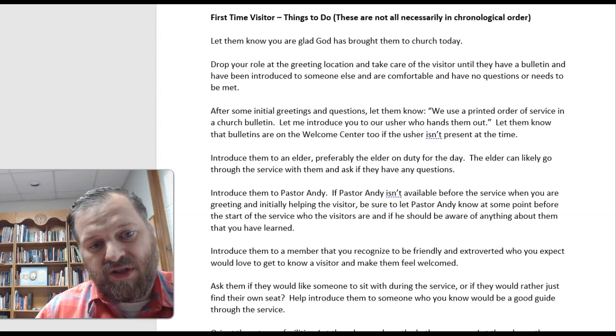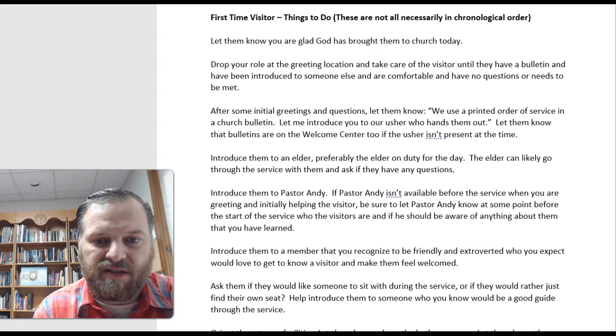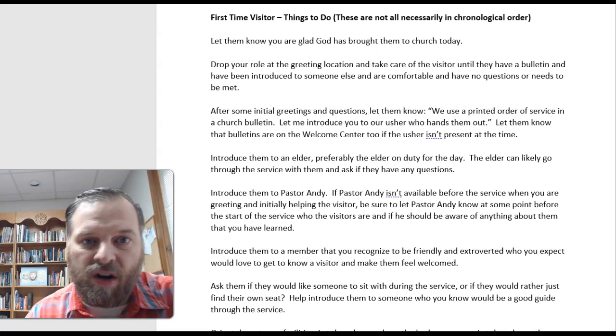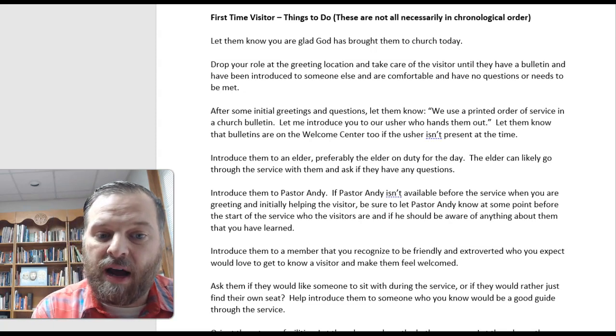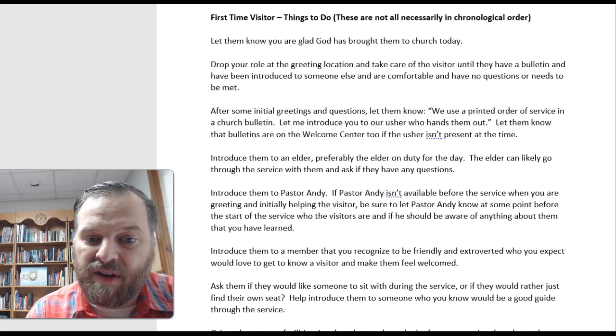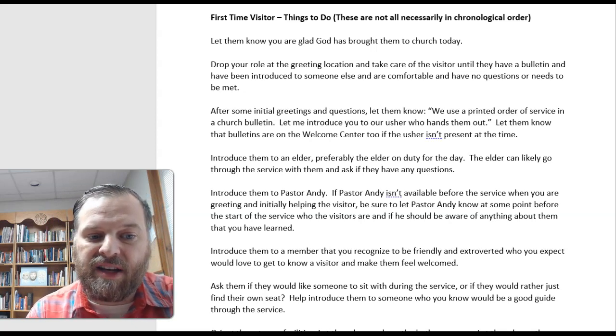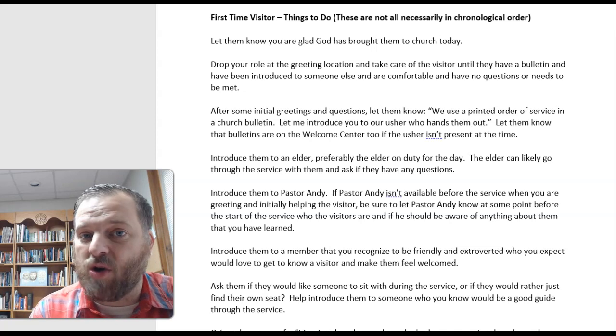Those team members are also being trained on greeting and things to say. Let them know that bulletins are at the Welcome Center too. If the usher isn't present at that time for some reason, like I said, introduce them to an elder, preferably the elder on duty for that day. The elder can likely go through the service with them and ask if they have any questions, okay?